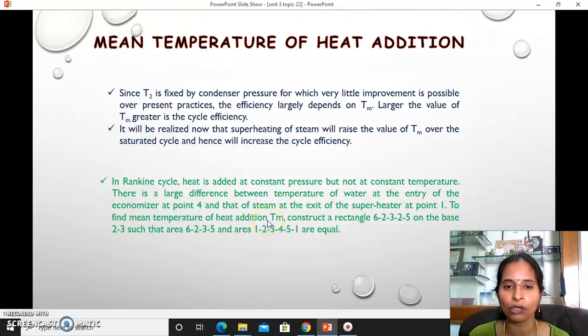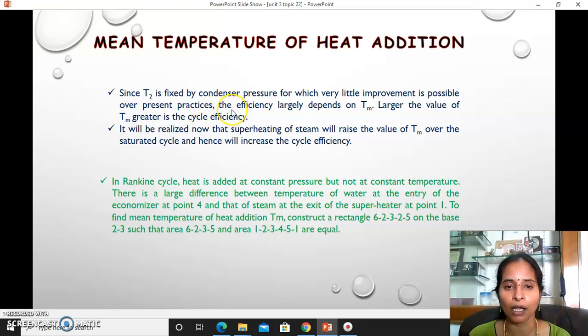For this, what you should know is that T2 is fixed by the condenser pressure, which purely depends upon the atmospheric pressure and temperature. You cannot reduce the condenser pressure below the atmospheric pressure. It would usually be above atmospheric pressure, so very little improvement is possible there, because you cannot change the atmosphere.